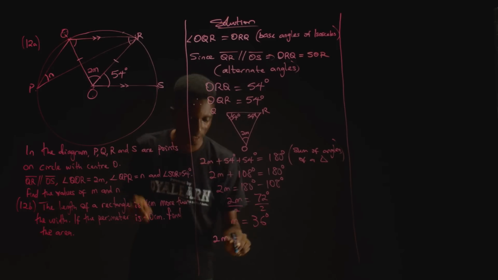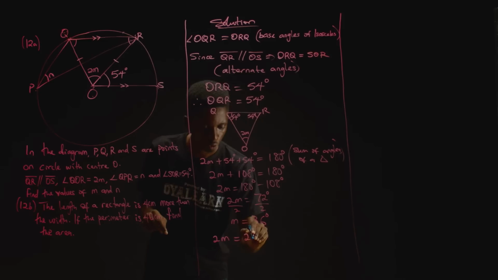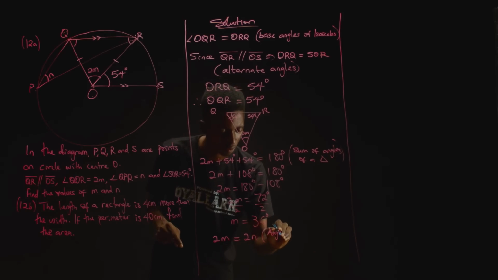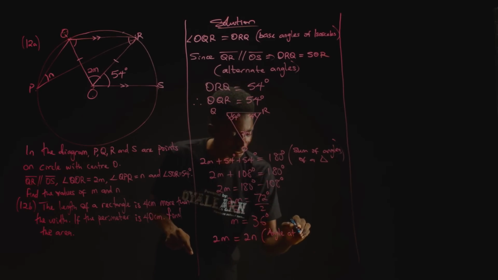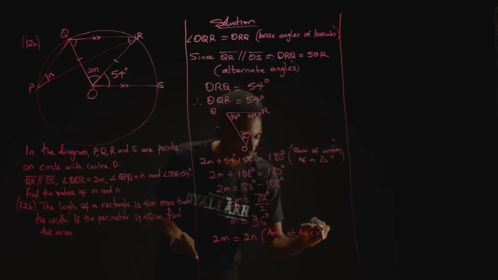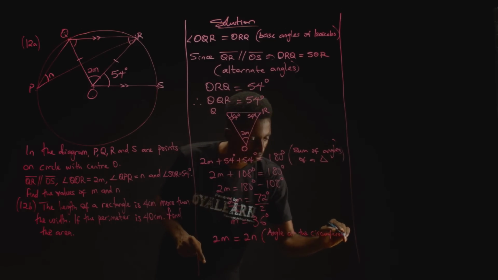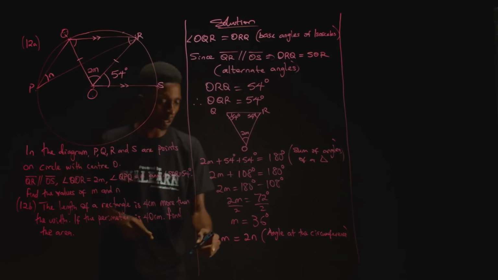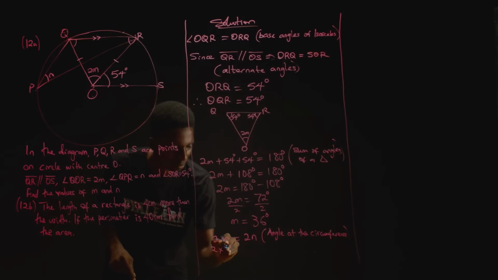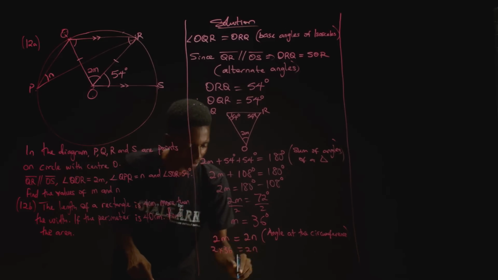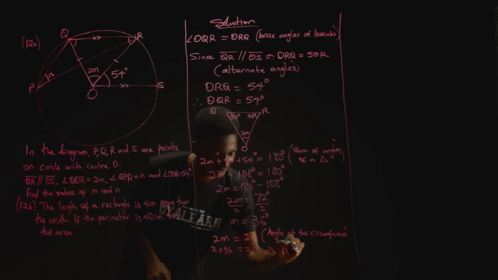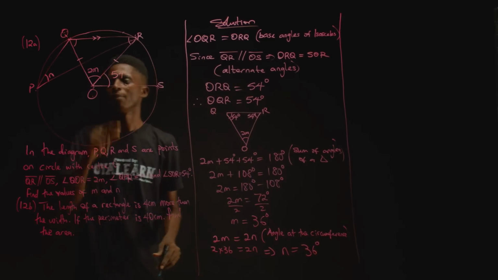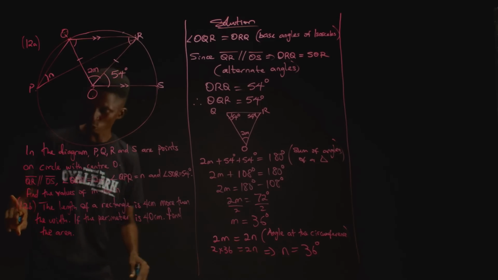That implies that 2M equals 2 of N, the angle at the circumference, right? So applying that rule there, we then have twice of M. Now what is twice of M? That is 2 multiplied by 36 equals 2N. And this implies that N equals 36 degrees as well. So now we have solved for M and we have solved for N. Now let's go to 12b.